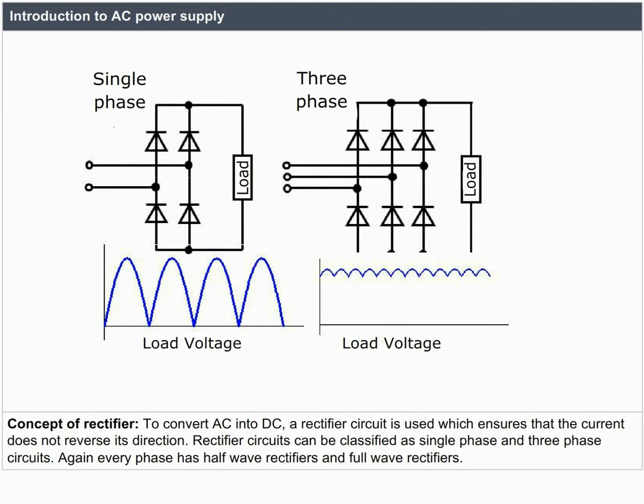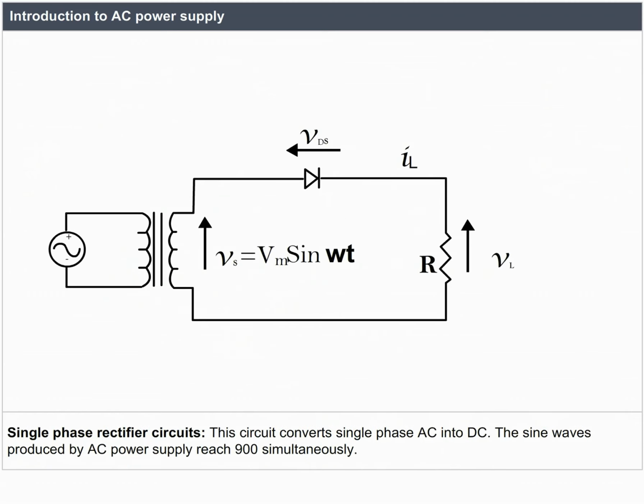Again, every phase has half-wave rectifiers and full-wave rectifiers. Single-phase rectifier circuits. This circuit converts single-phase AC into DC. The sine waves produced by the AC power supply reach 90 degrees simultaneously.